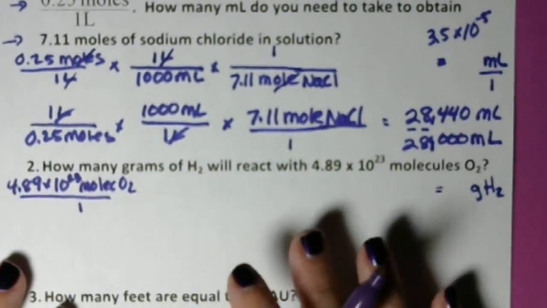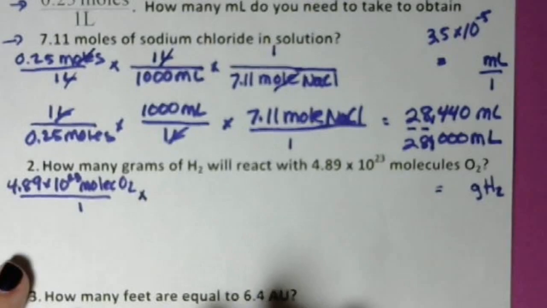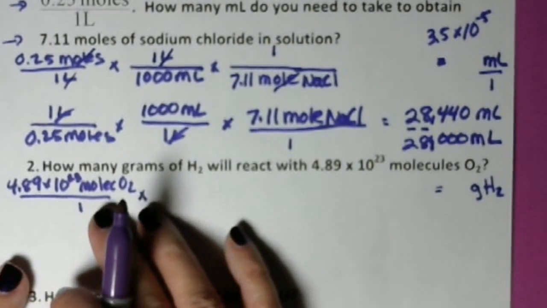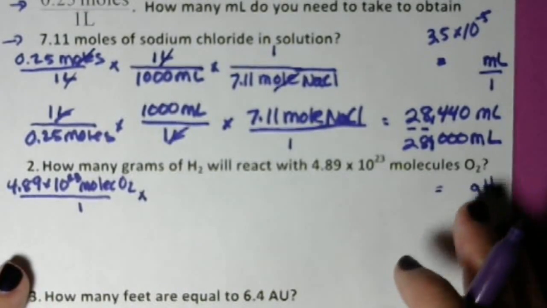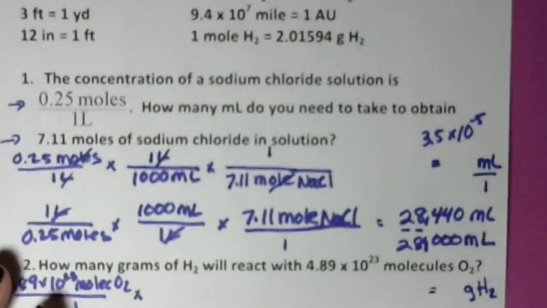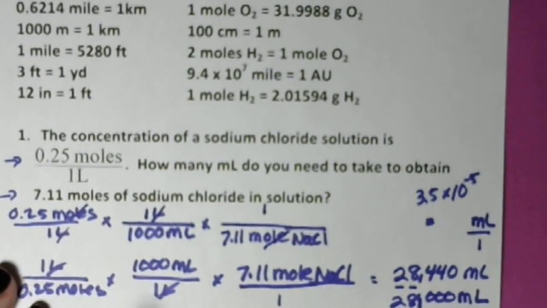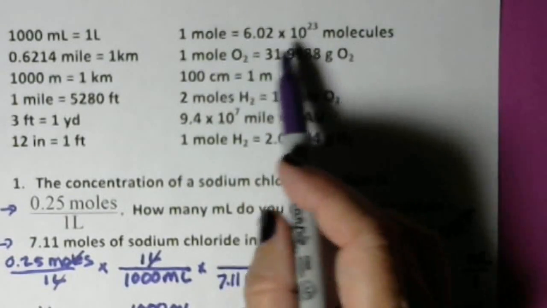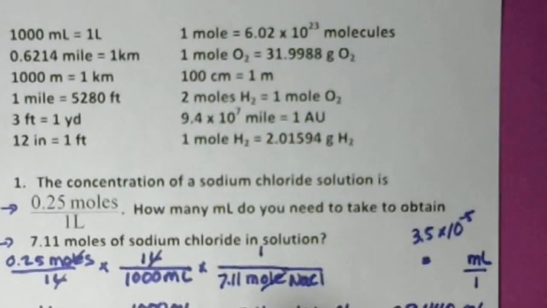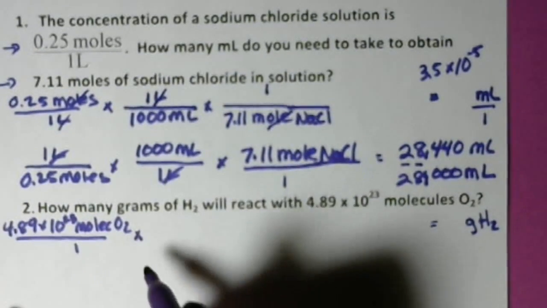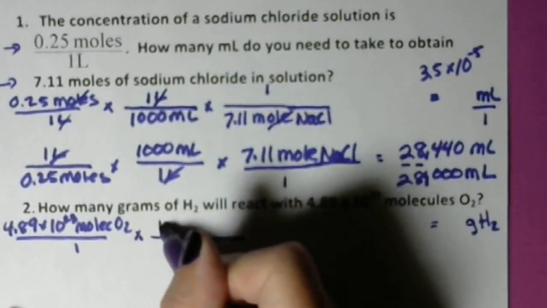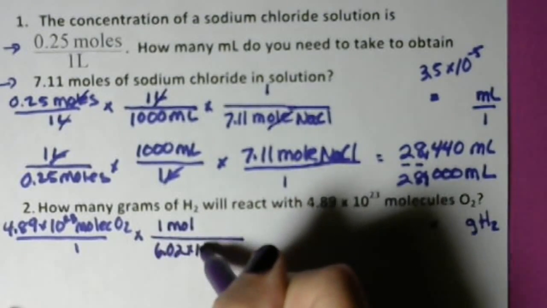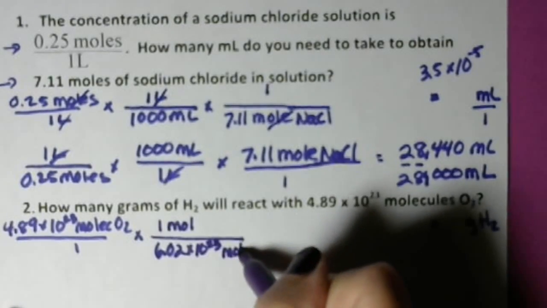Okay. Step 4, I want to set it up so the unwanted units cancel and I end up with the desired units. So I got to get rid of molecules of oxygen and get grams of hydrogen. So I'm going to go up here and do step 4, which is set it up so that those cancel. So here I've got something about molecules right here. So I'm going to use that here. So at the top it said that there was 1 mole in 6.02 times 10 to the 23rd molecules.